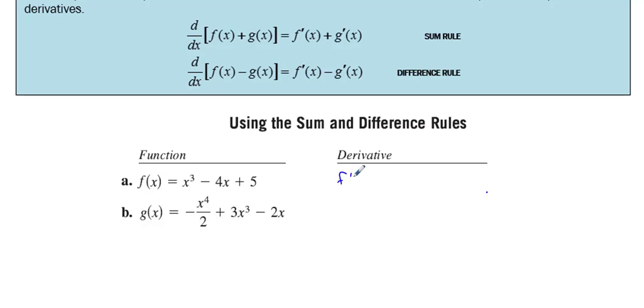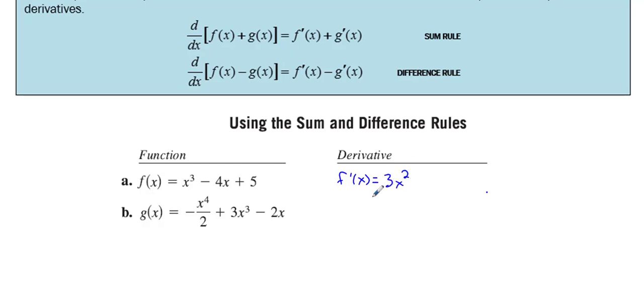F prime. Right, there's just a time. Okay, that just means take the derivative. I could write this out, d dx of x cubed minus d dx of 4x minus d dx of 5, but I think we're beyond that right now. What's the derivative of x cubed?